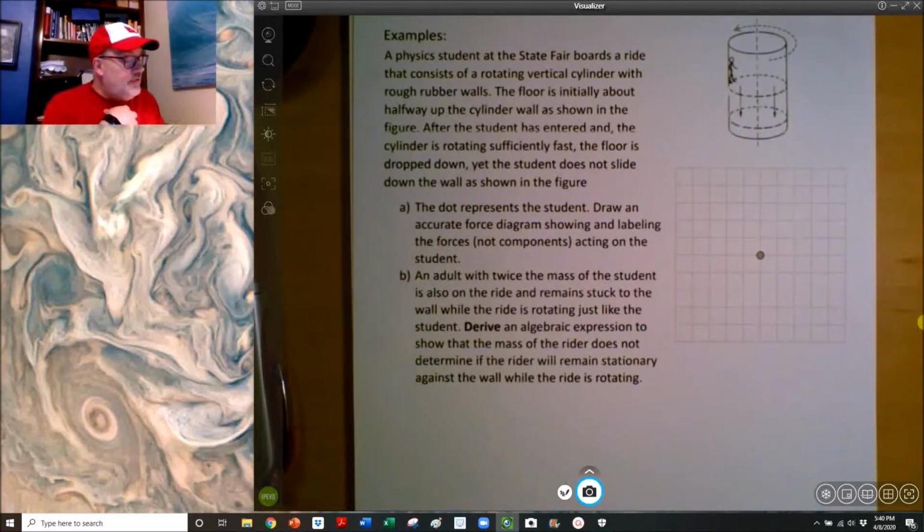It says a physics student is at a state fair and boards a ride that's a big spinning cylinder, and the walls are made of rough rubber. You get in this big cylinder, it starts to spin around, and you stick to the wall.